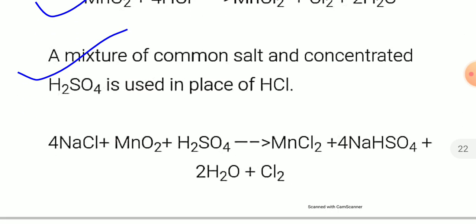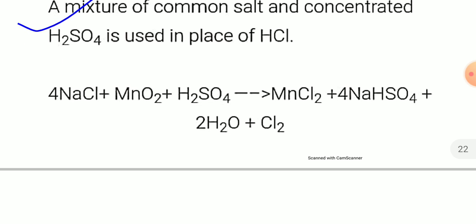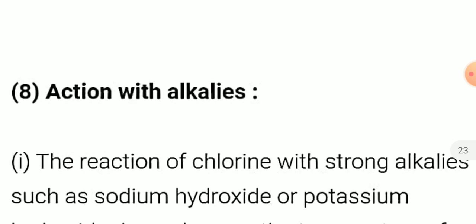Similarly, you can prepare chlorine gas by the reaction of NaCl, MnO2 and H2SO4. When a mixture of common salt and concentrated sulfuric acid is used in place of HCl, you can also get chlorine gas. The reaction is NaCl plus MnO2 plus H2SO4. The products are MnCl2 plus NaHSO4 plus H2O plus chlorine. So by using this reaction also you can prepare chlorine gas.